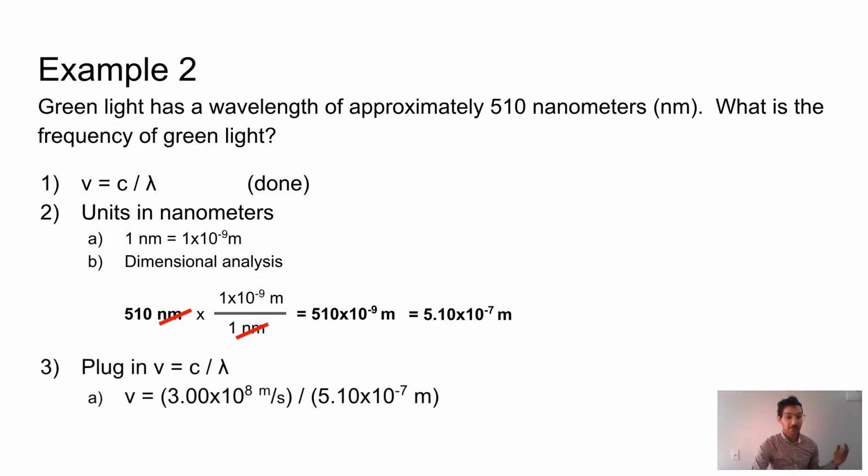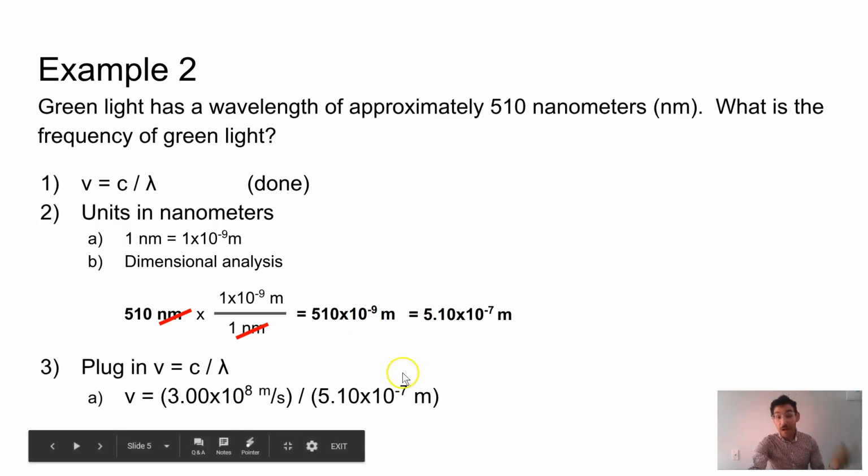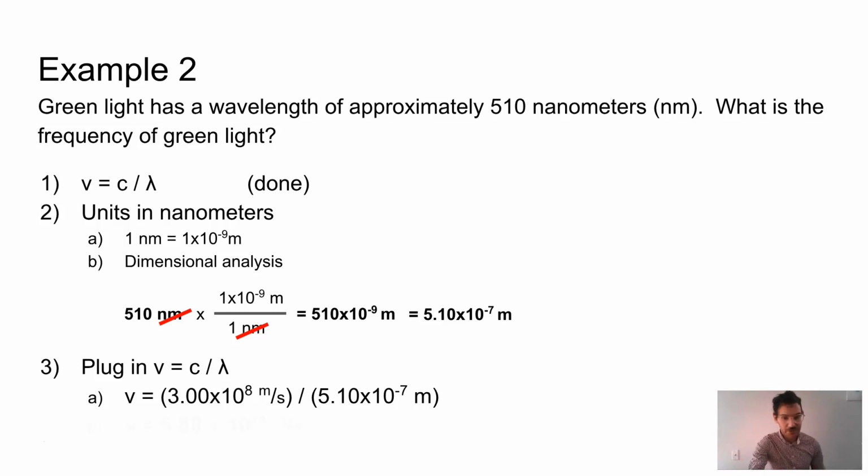So I will divide my speed of light in scientific notation by my wavelength in meters, also in scientific notation, and I get a super cool answer in inverse seconds or hertz for my frequency. Cool, let's keep going.